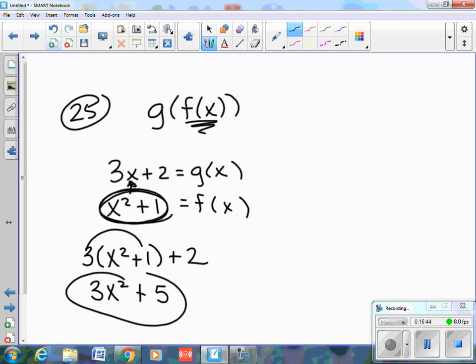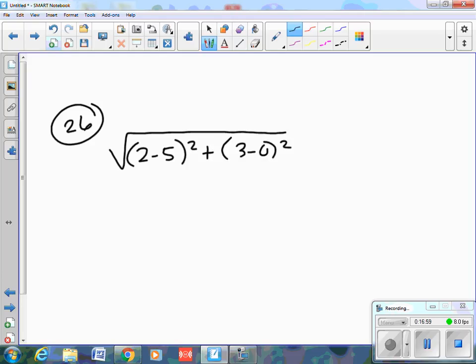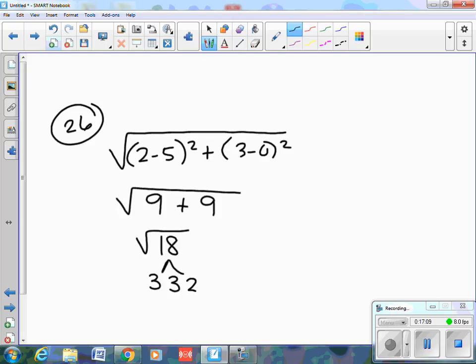Okay, one more problem, number 26. Distance formula. 2 minus 5 goes here. You square it. This will be on the board. 3 minus 0, squared. You're going to get negative 3 squared is 9. 3 squared is 9. The square root of 18. This is made up of 3 times 3 times 2. That will be on the board.